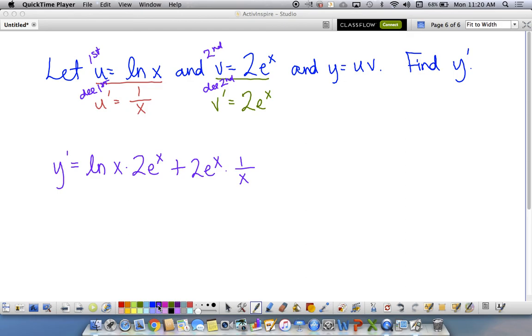Could we rewrite it since we have the same terms? Of course we can. Or it can be written as 2e to the x, parentheses, natural log x plus 1 over x. These two things say the same thing.